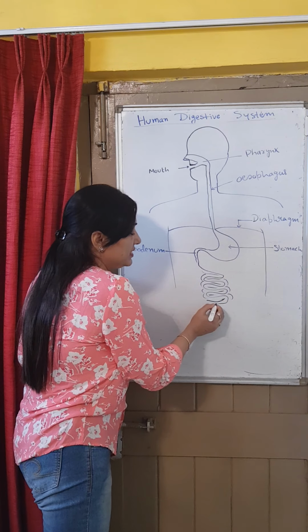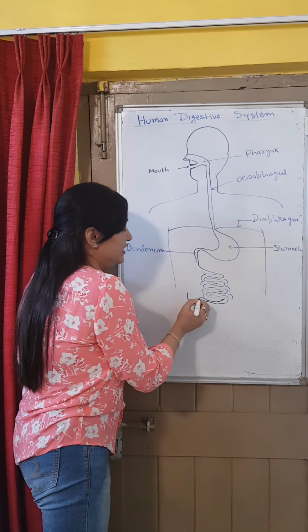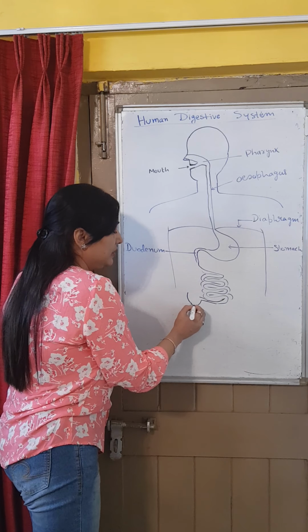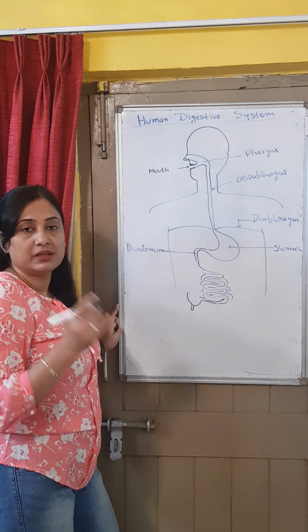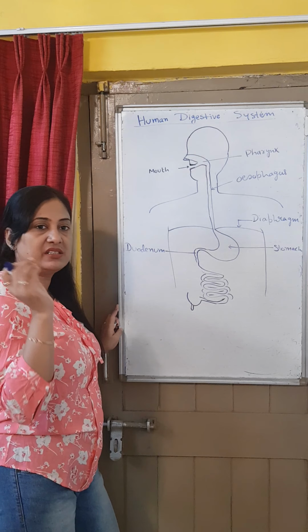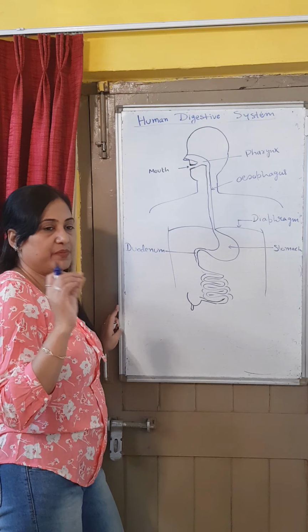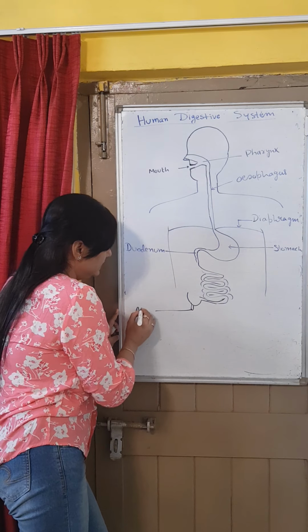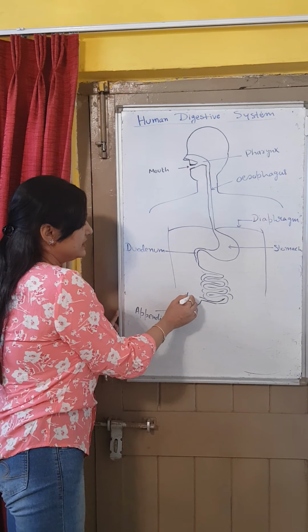This small intestine ends into the cecum, part of the large intestine, which is a bag-like structure. At one side it ends into a small blind sac, the vermiform appendix, which is again a blind sac structure. This is the appendix. This is the cecum.